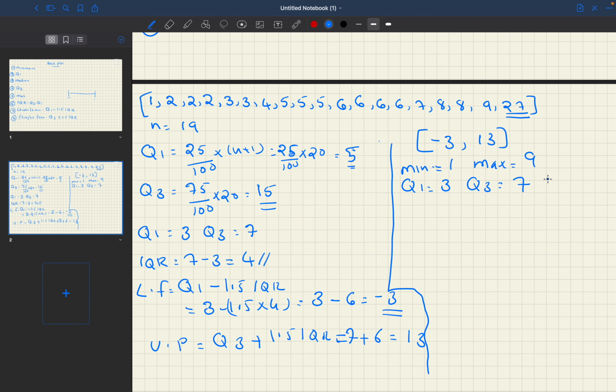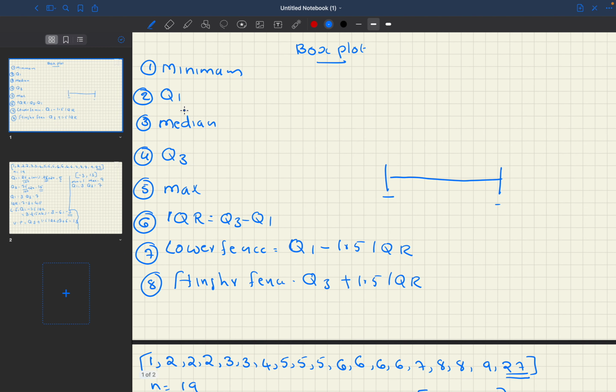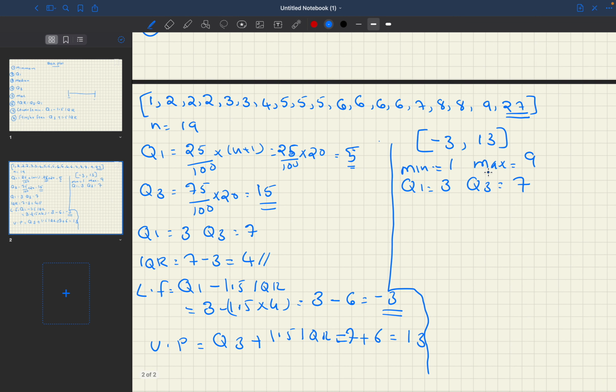Now we need to find the median. In our first slide we have mentioned, if you go to our first slide, we can see that we have calculated all those things except the median. So now we need to calculate the median. Since we have removed one item, 27, we have a total of 18 data points. So we need to figure out the middle value for this one.